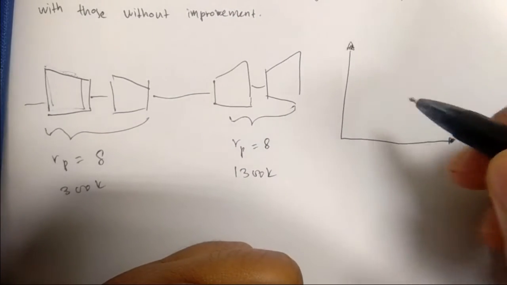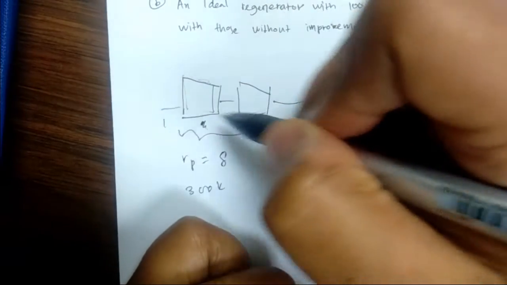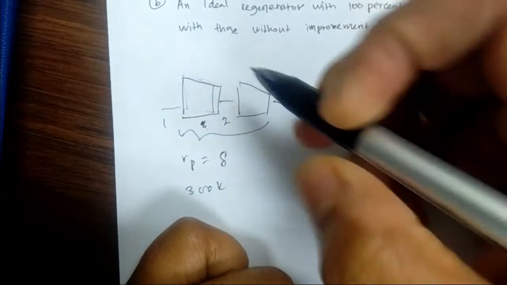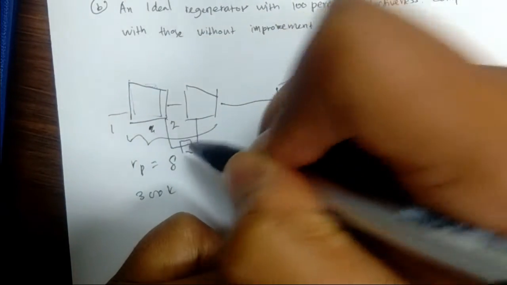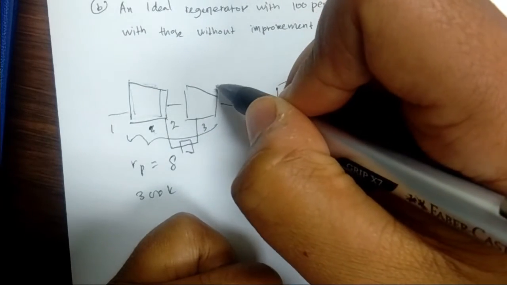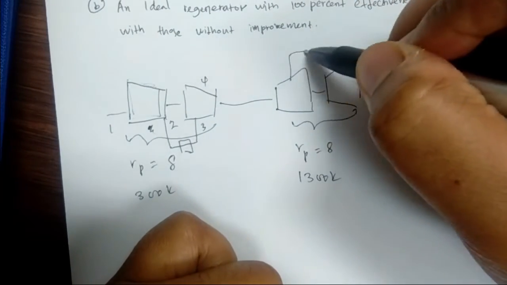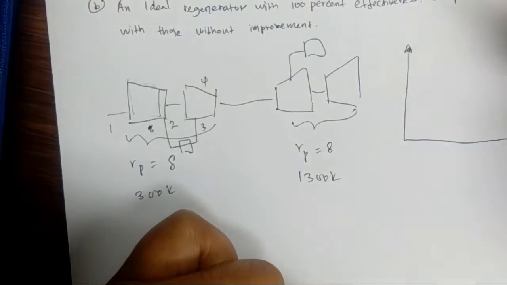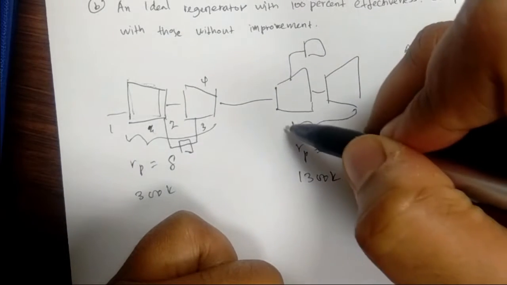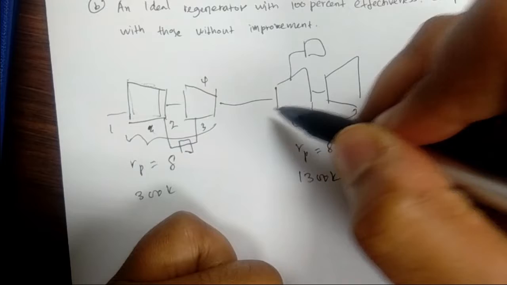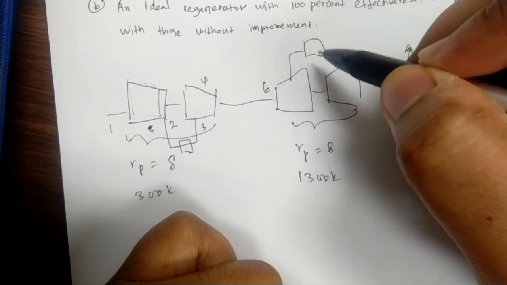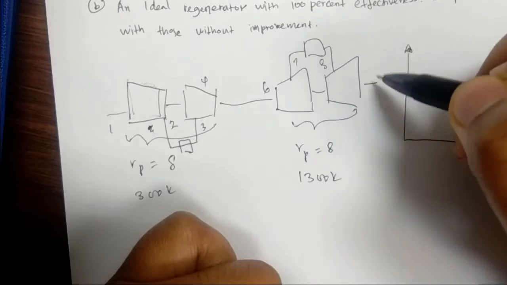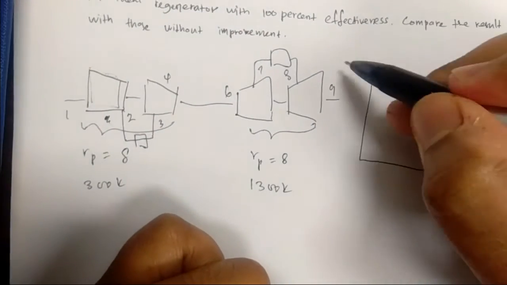Okay, so this is state 1, 2, and then this is an intercooler 3, 4, this is the reheater. Let's say this is 6, and then this one is 7, 8, 9. Okay, TS diagram.